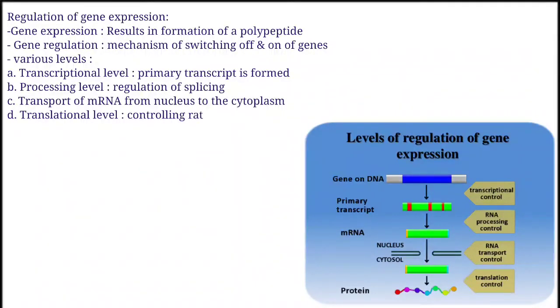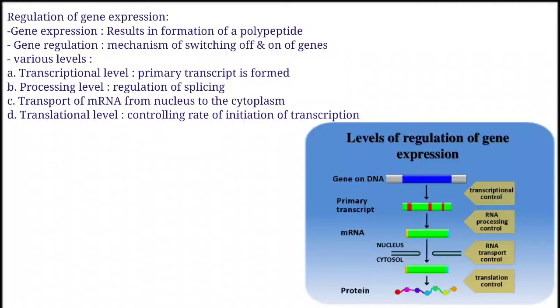In eukaryotes, gene regulation takes place at the following levels. First, the transcriptional level, where the primary transcript is formed. Second, the processing level, which is regulation of splicing. We already know the term splicing. Then transport of mRNA from the nucleus to the cytoplasm, and the translation level.